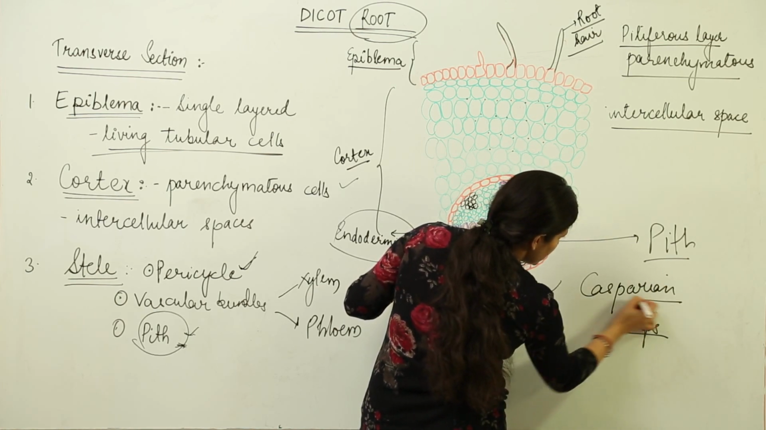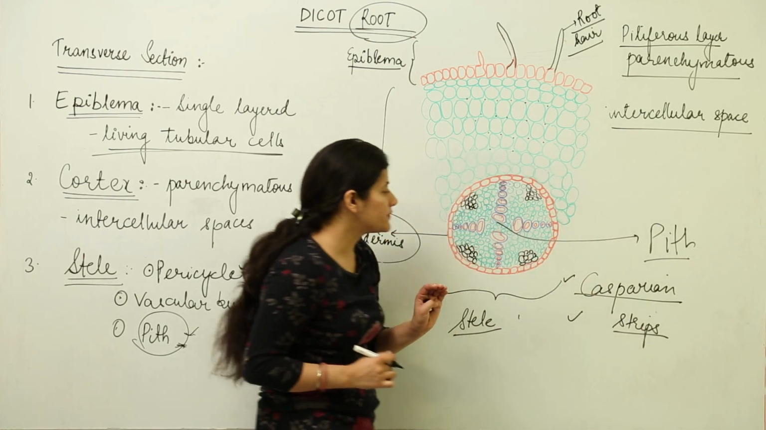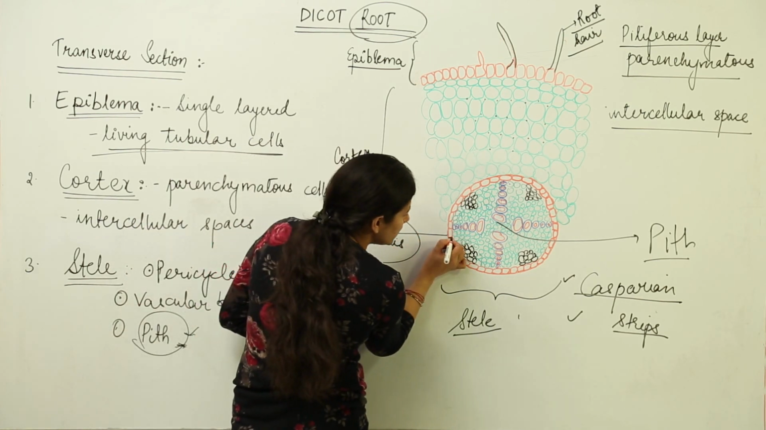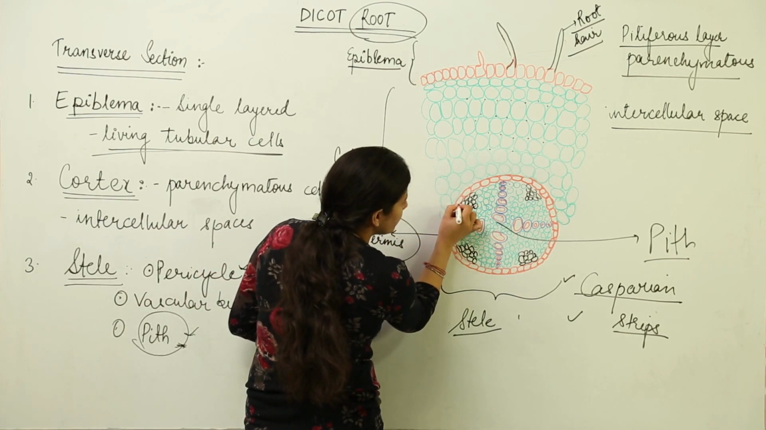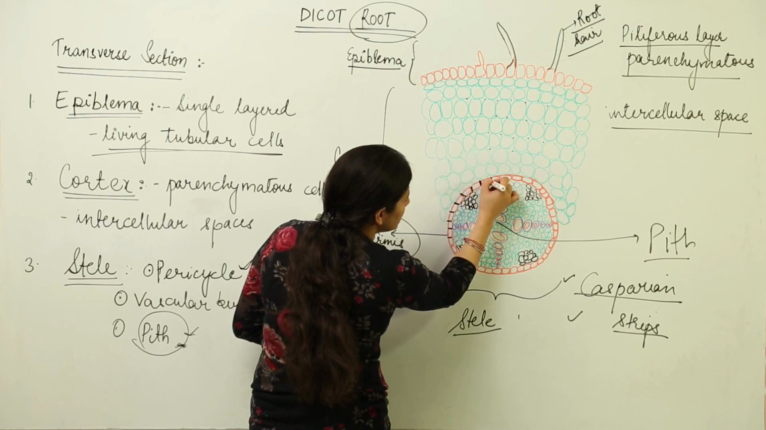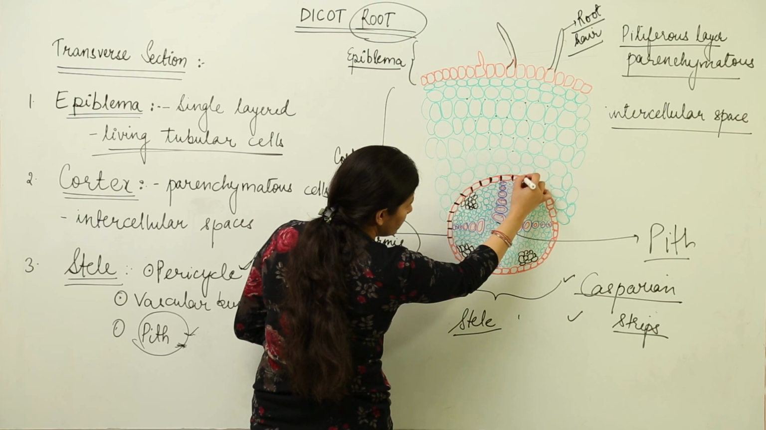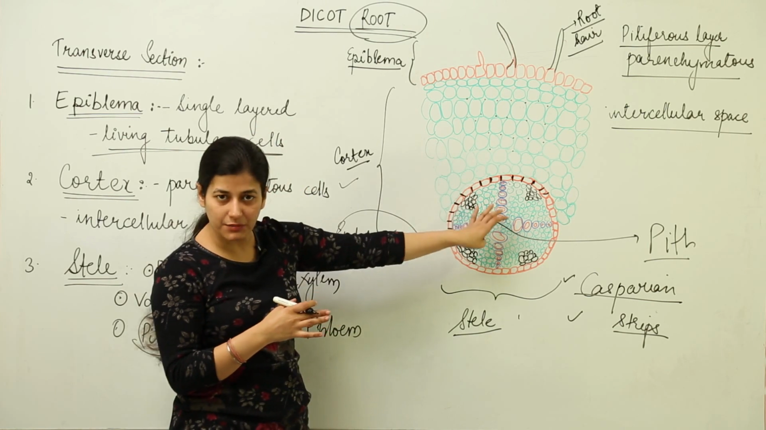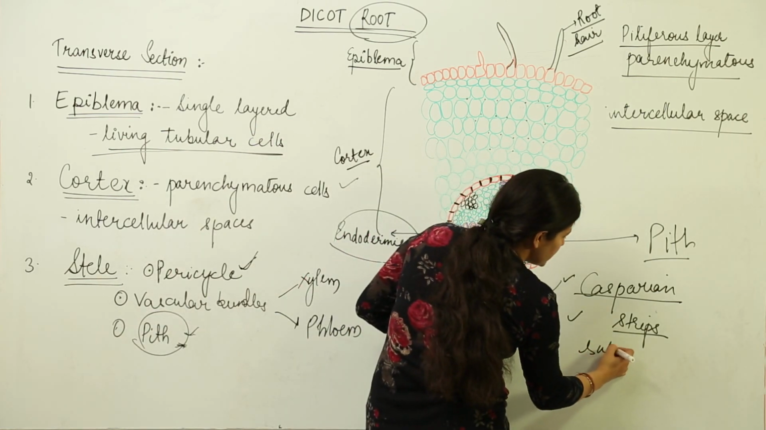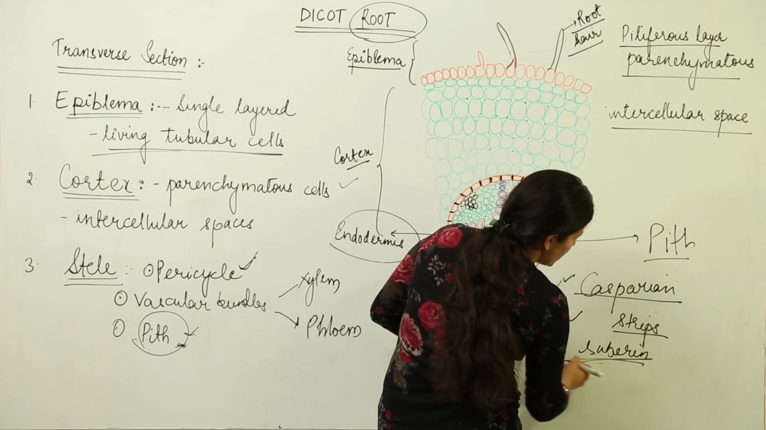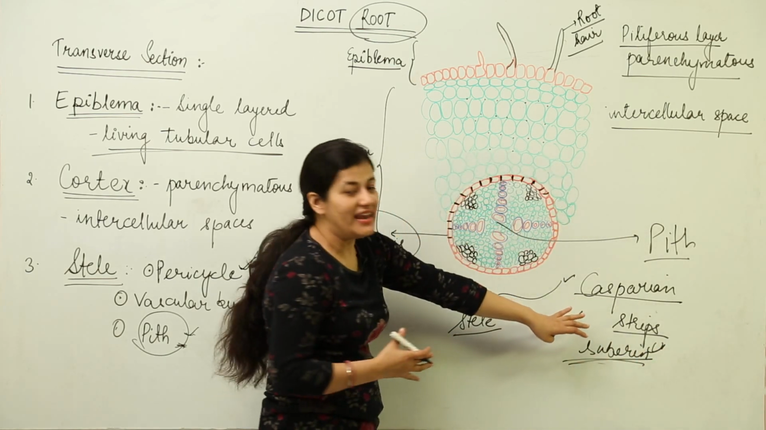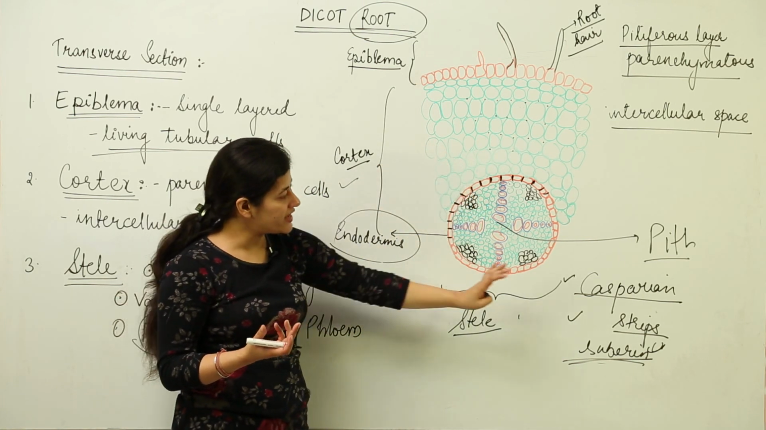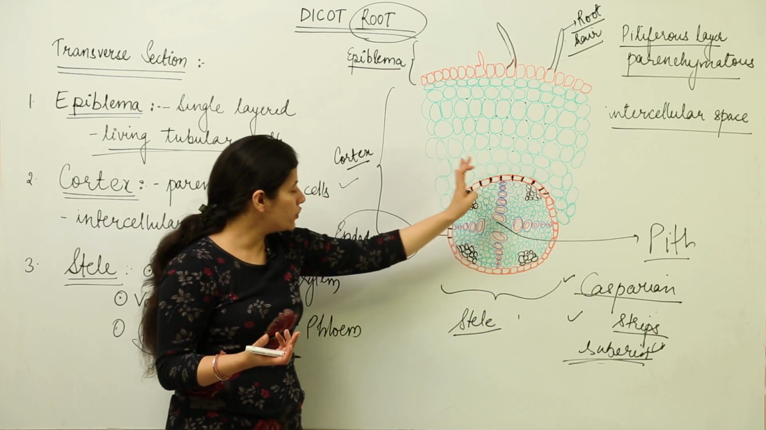Alright, now what are these Casparian strips? These Casparian strips are of cuticle-like material. Suberin or cuticle would be accumulated together at the edges of the cell, which stops the water. This is a waxy material. The strip would be made up of suberin, and it will not let the water pass through it. You know, through wax water cannot pass. So we have a Casparian strip that is present in the endodermal cells.